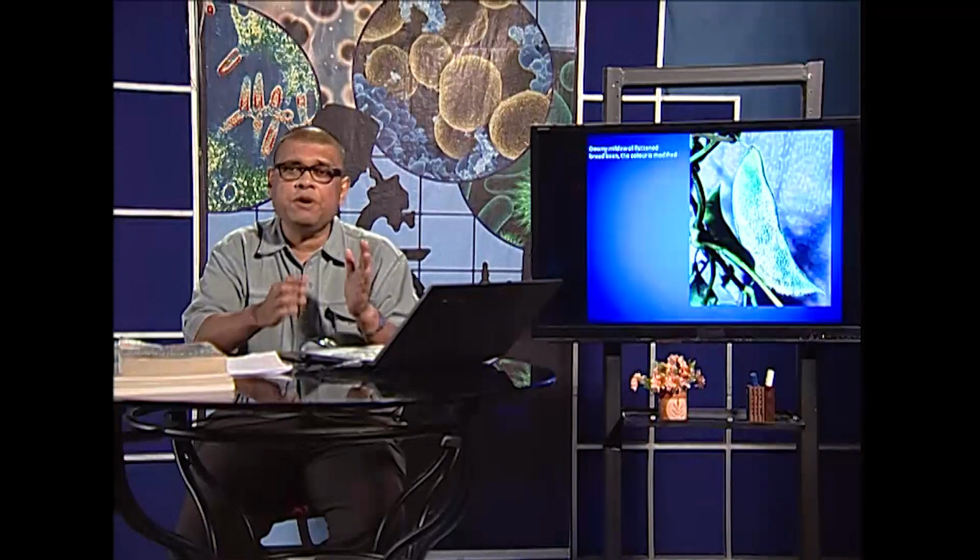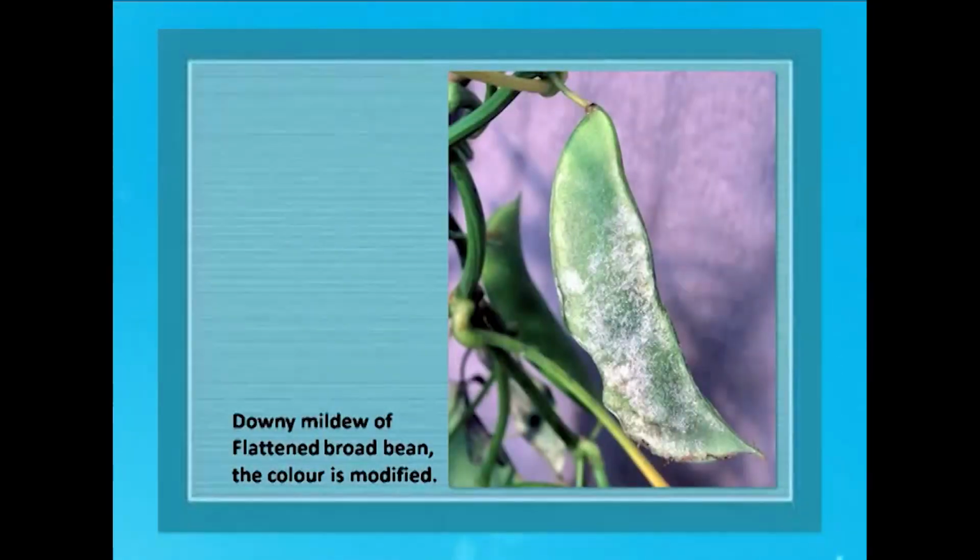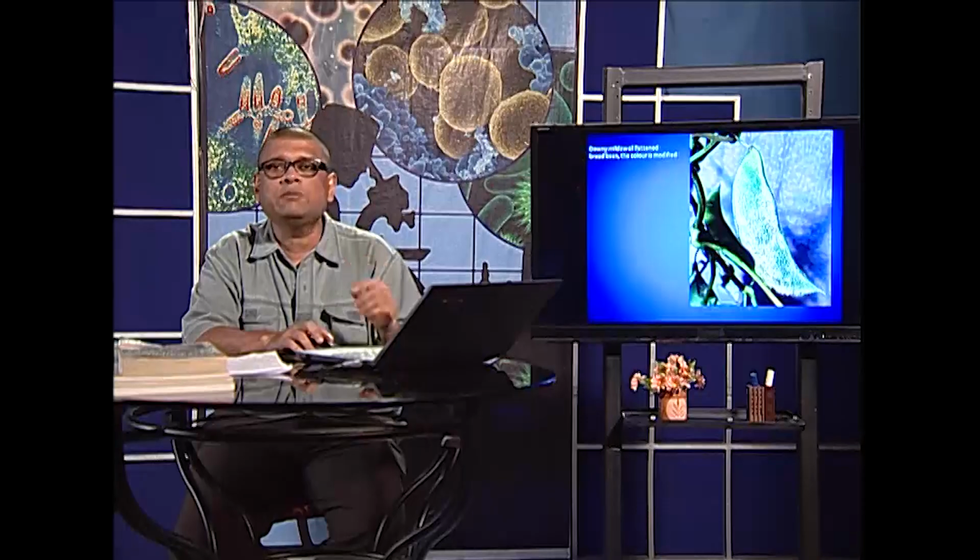Or sometimes it may come as, in broad bean. This is a broad bean where there is the infection of downy mildew, and this downy mildew is nothing but the spores of Phytophthora. So apparently we consider these beans might have some dust, but actually it is fungal spore which we take in if we are not cleaning it properly.